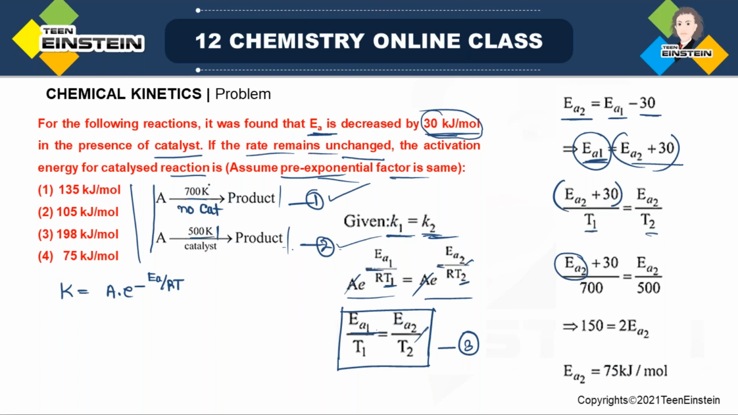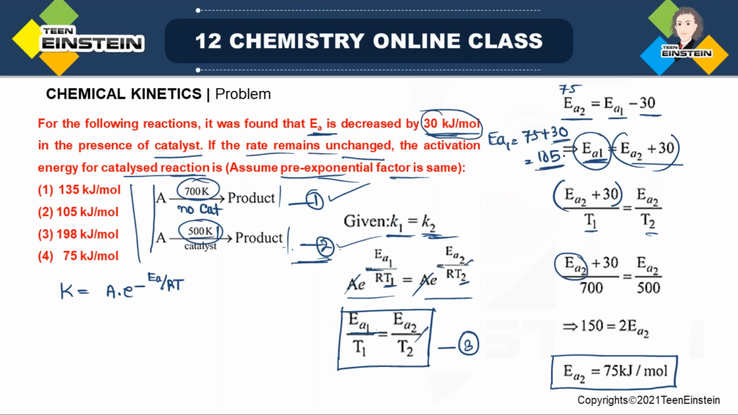In place of T1, T2, we will write the temperature values 700 and 500. So ultimately the value of EA2 we are getting is 75 kilojoule per mole. So the activation energy for the catalyzed reaction, that is the second equation, is 75. EA1 is basically 75 plus 30, but this is not actually asked. I'm just showing it here. The first reaction is 105 kilojoule, and 30 less is the activation energy for the second reaction. So the correct option will be option 4.